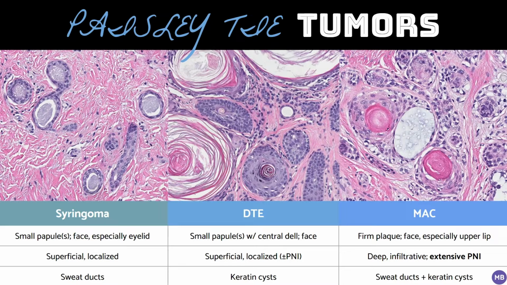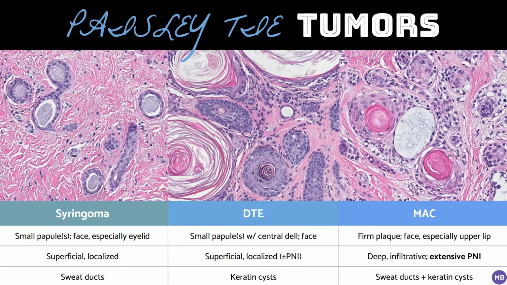These lesions generally don't metastasize or cause death. However, given how deeply infiltrative they tend to be, and that they often occur on the face, there can be difficulty obtaining negative margins, as well as significant morbidity with these resections. Other lesions that enter the differential include syringoma and desmoplastic trichoepithelioma, or DTE.